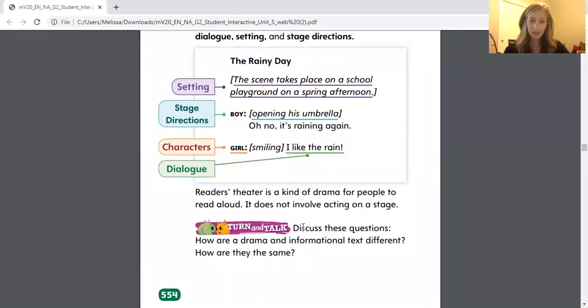So the questions I want you to think about, how are a drama and informational text different and how are they the same? Well, they're the same because they're both a type of text. You might be learning something from them, but they're different because oftentimes a drama is fiction, made up. Sometimes it's based on a true story, but an informational text is always about facts and something that's real.